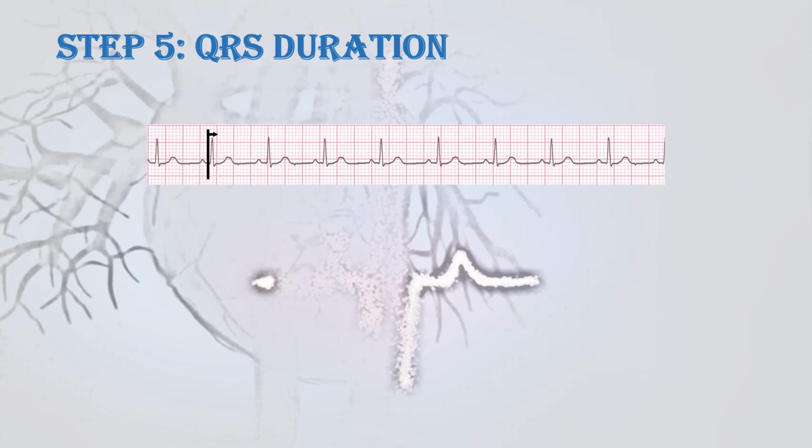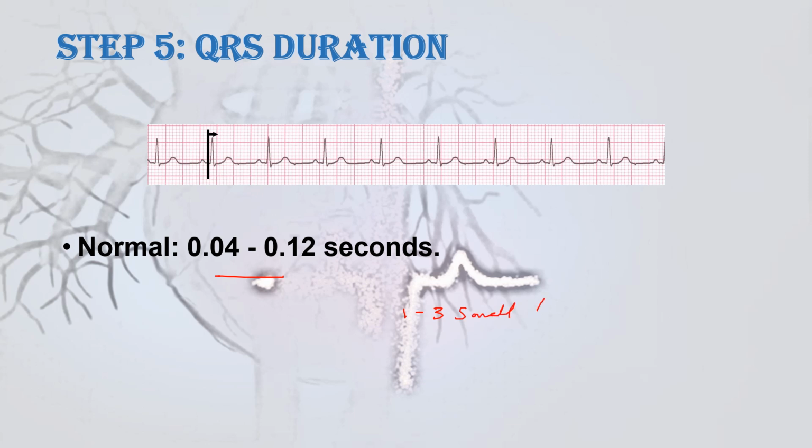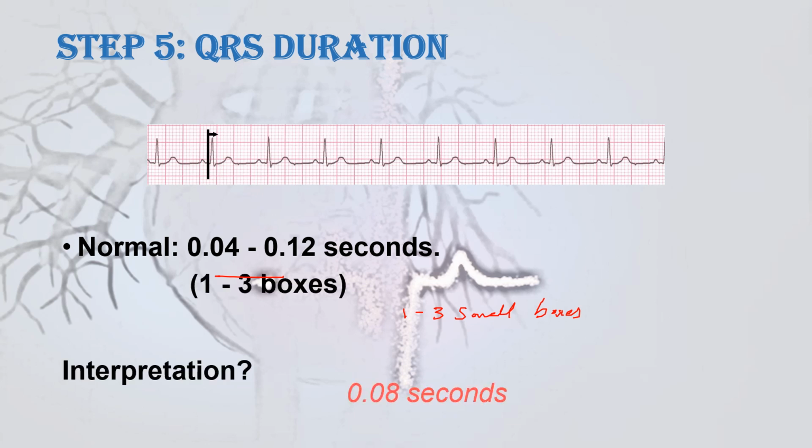And step 5, QRS duration. Normal QRS duration is 0.04 to 0.12 seconds. That is 1 to 3 small boxes. In this ECG, the QRS complex duration is 0.08 seconds. That is 2 small boxes.